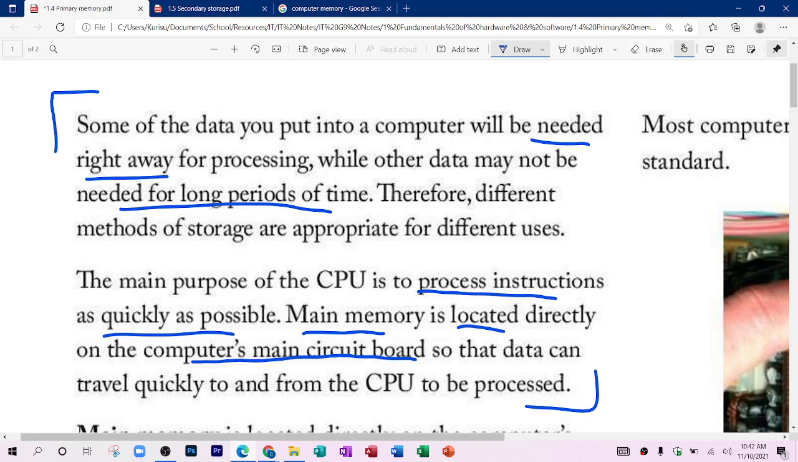Different types of data, like your music files. Some persons have music on the computer and they don't play it at all. Maybe only on the weekend they might play some music on the computer, and that's about it.